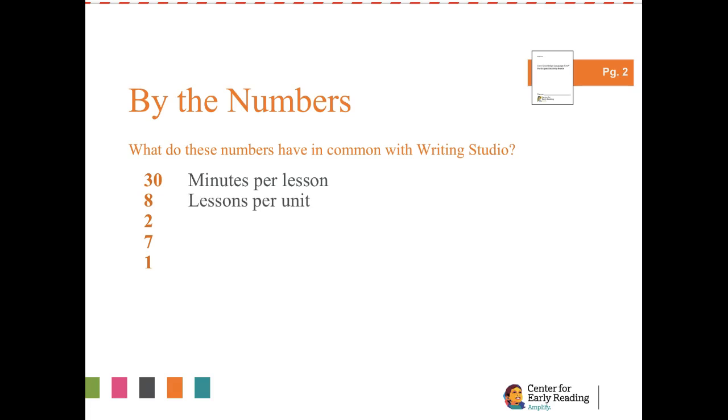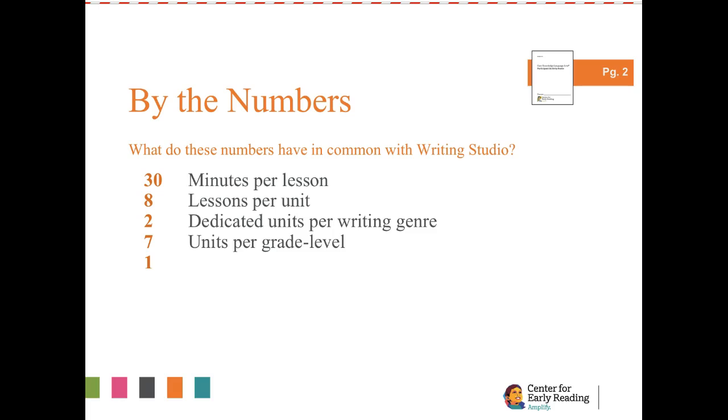How about 2? There are 2 units dedicated to each writing genre: narrative, informative, and opinion. 7? There are 7 units per grade level. But wait a minute. 7 units per grade level, and I just told you that there are 2 of each of the text types. Well, 2 times 3 is 6, not 7. Well, if you were thinking that same thing, you are correct. We really do. 2 times 3 really is 6.